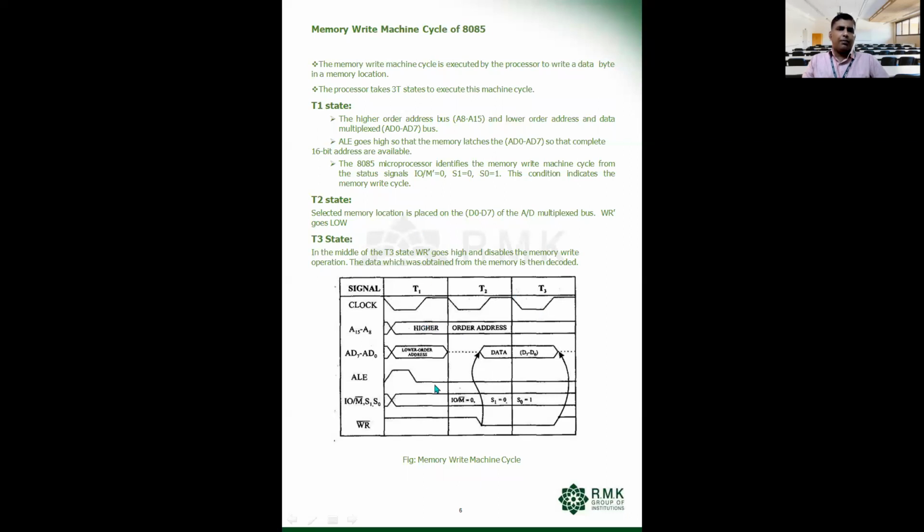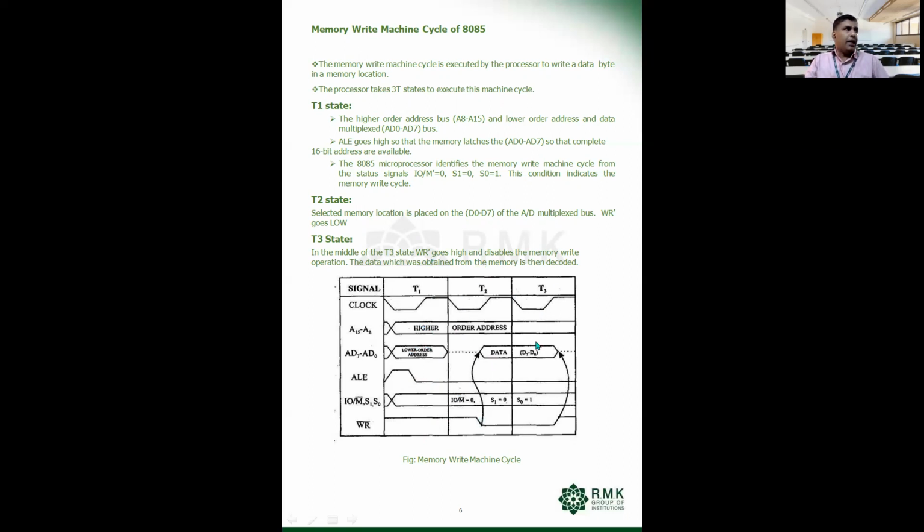So during the first clock period, the higher order address bus is available. The lower order address bus is also available during the first clock period. The address latch enable is high, because of which the address is latched. Since it's a memory operation, it is memory, and write bar is not activated because the data bus is not available.